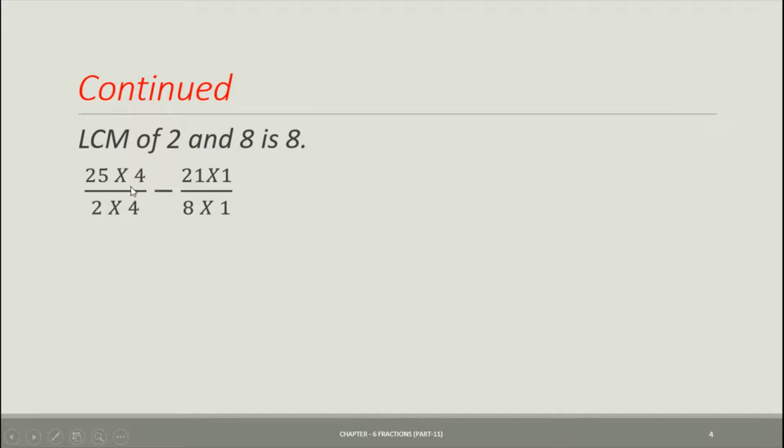So what is 25 multiplied by 4? So 25 multiplied by 4 is 100. 2 multiplied by 4 is 8. Yes. Minus 21 multiplied by 1 is 21. 8 multiplied by 1 is 8. Okay. So here we have converted this to like fractions where denominators are same.